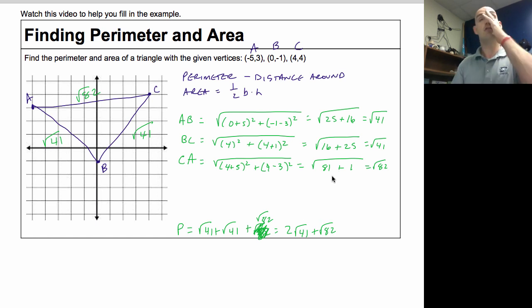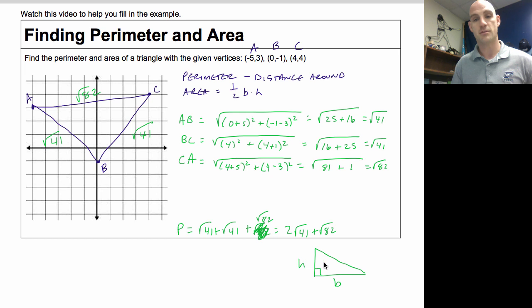My area, here's what's tricky, is I don't necessarily know the height of my triangle. What would be really convenient is if it was a right triangle, right? So if it's a right triangle, you remember it like just a general right triangle here. This would be the base and this would be the height. So let's test to see if this is a right triangle. Is it a right triangle?